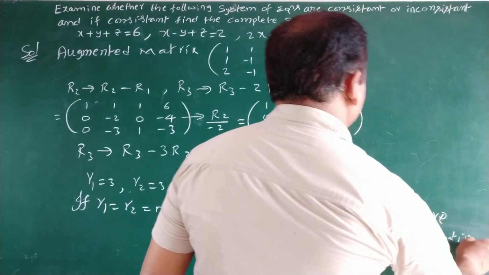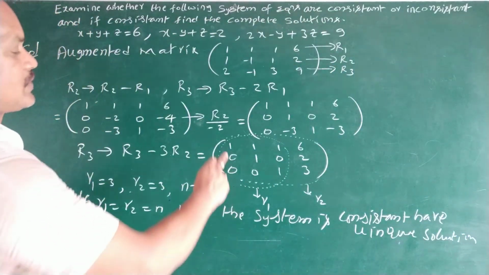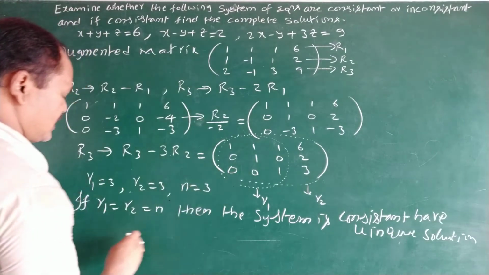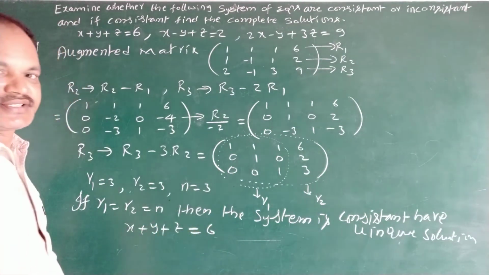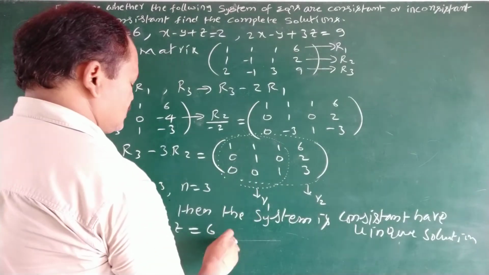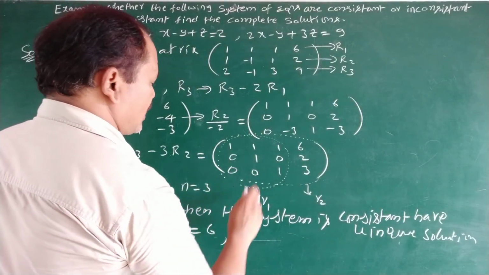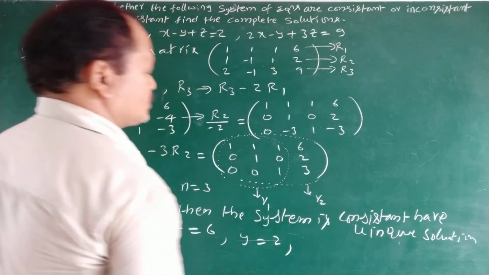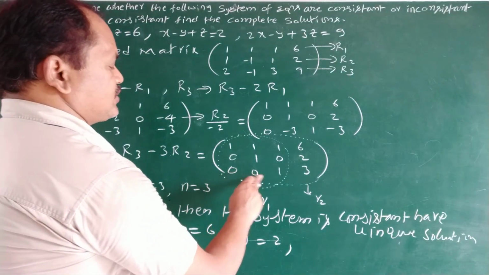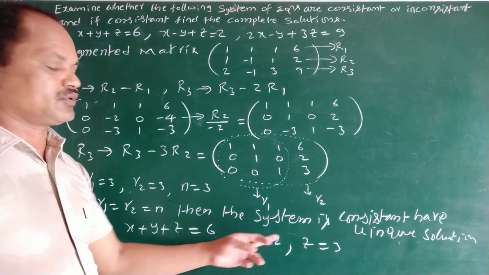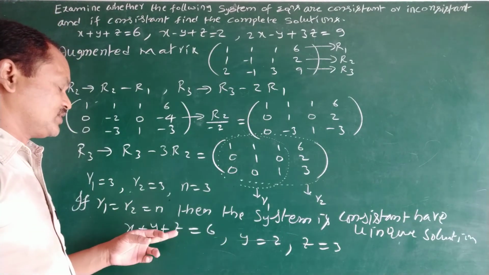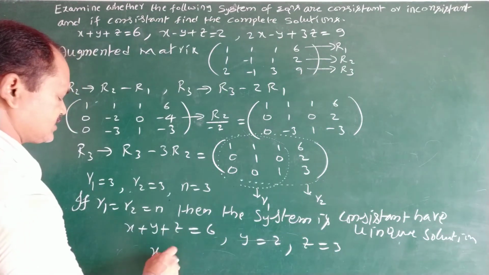So we have to find the unique solution. What are the unique solutions from this matrix? x plus y plus z is equal to 6. And here it is, 0x plus y plus 0z is equal to 2. Here it is, 0x plus 0y plus z is equal to 3. Now, y is equal to 2 and z is equal to 3. Substitute in this equation, then we get x is equal to 1.